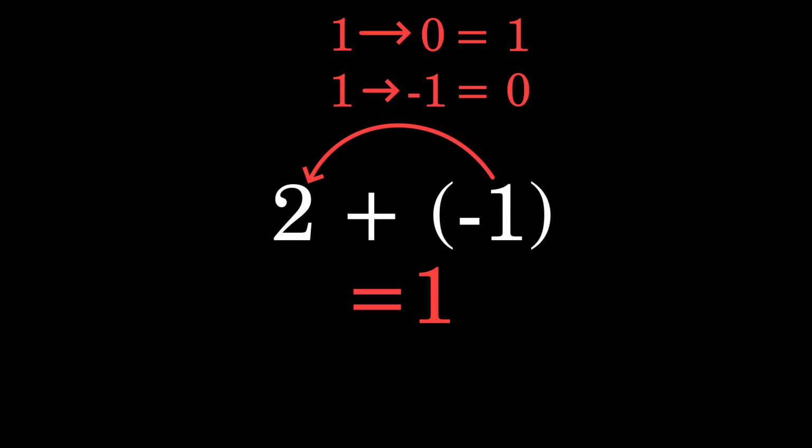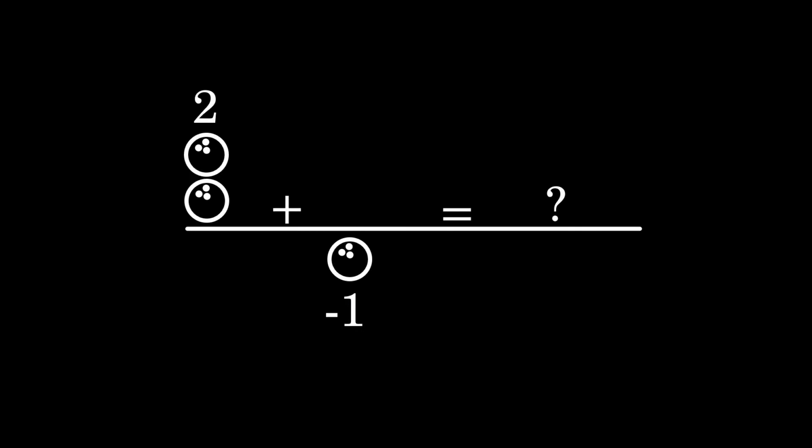Is that confusing? Here. Let's assume that each number represents a number of bowling balls. Now we have 2 bowling balls above the line and 1 bowling ball below the line. What now? Well, since positive and negative numbers cancel each other out, we can get rid of 1 bowling ball from each side of the line. That leaves us with only 1 positive bowling ball remaining. So our answer is 1.